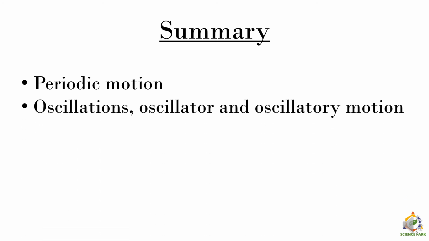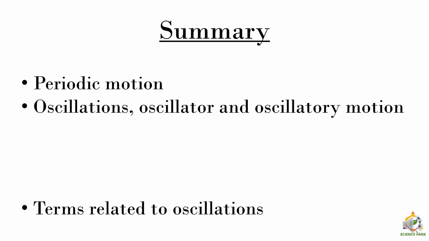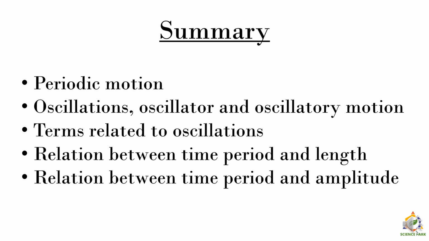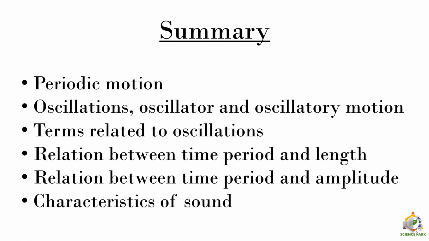Right. So let's summarize the session. In the beginning, we revised periodic motion. Then we saw what oscillations are, what an oscillator is, and what oscillatory motion is, with the help of a pendulum. Then we saw three different terms related to oscillations: amplitude, time period, and frequency. Then we saw the relation between time period and length, and that if we change the length, the time period changes. We also saw that if we change the amplitude, the time period remains the same. In the end, we saw three different characteristics: loudness, which is dependent on amplitude, pitch, which depends on frequency, and the third characteristic, quality.